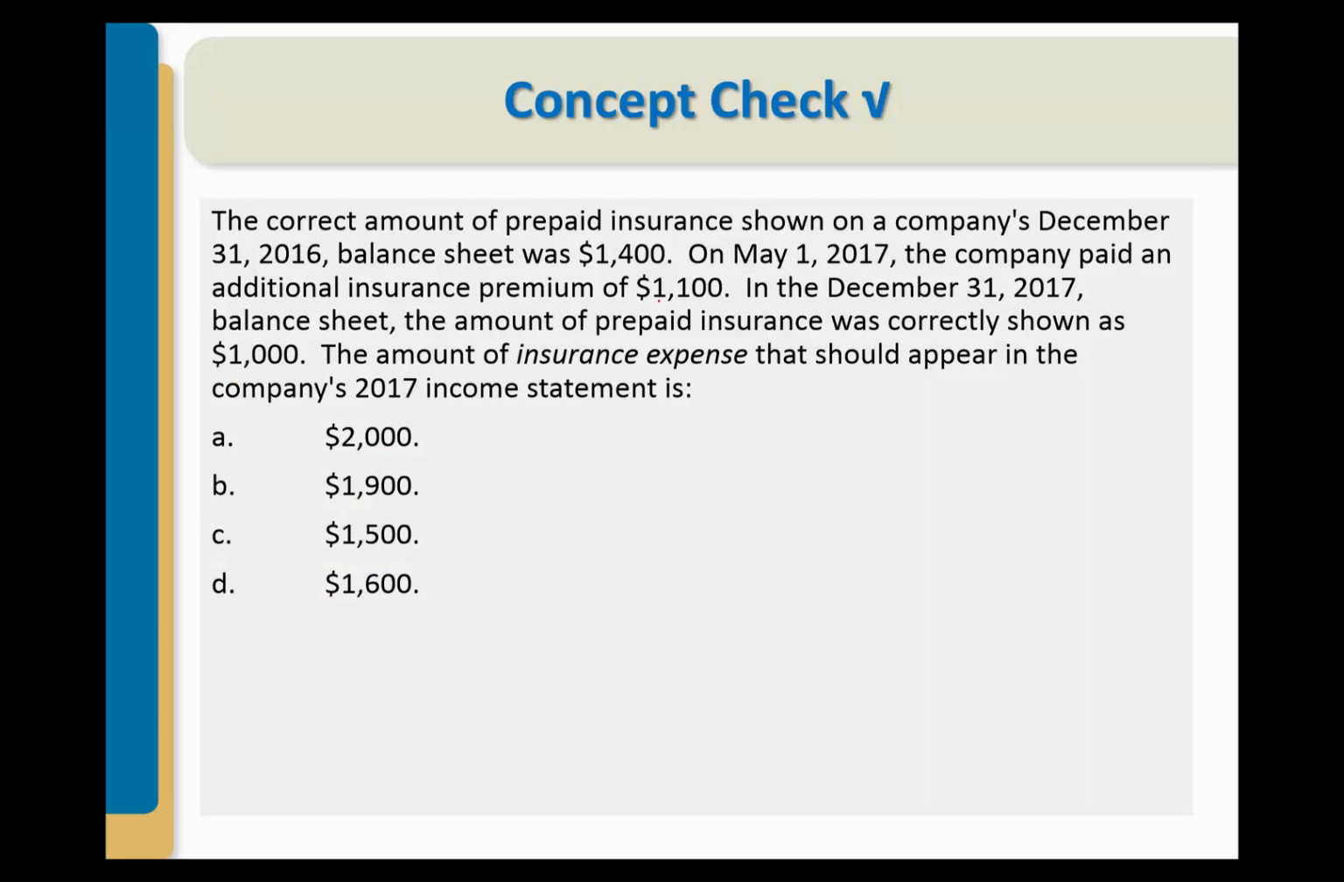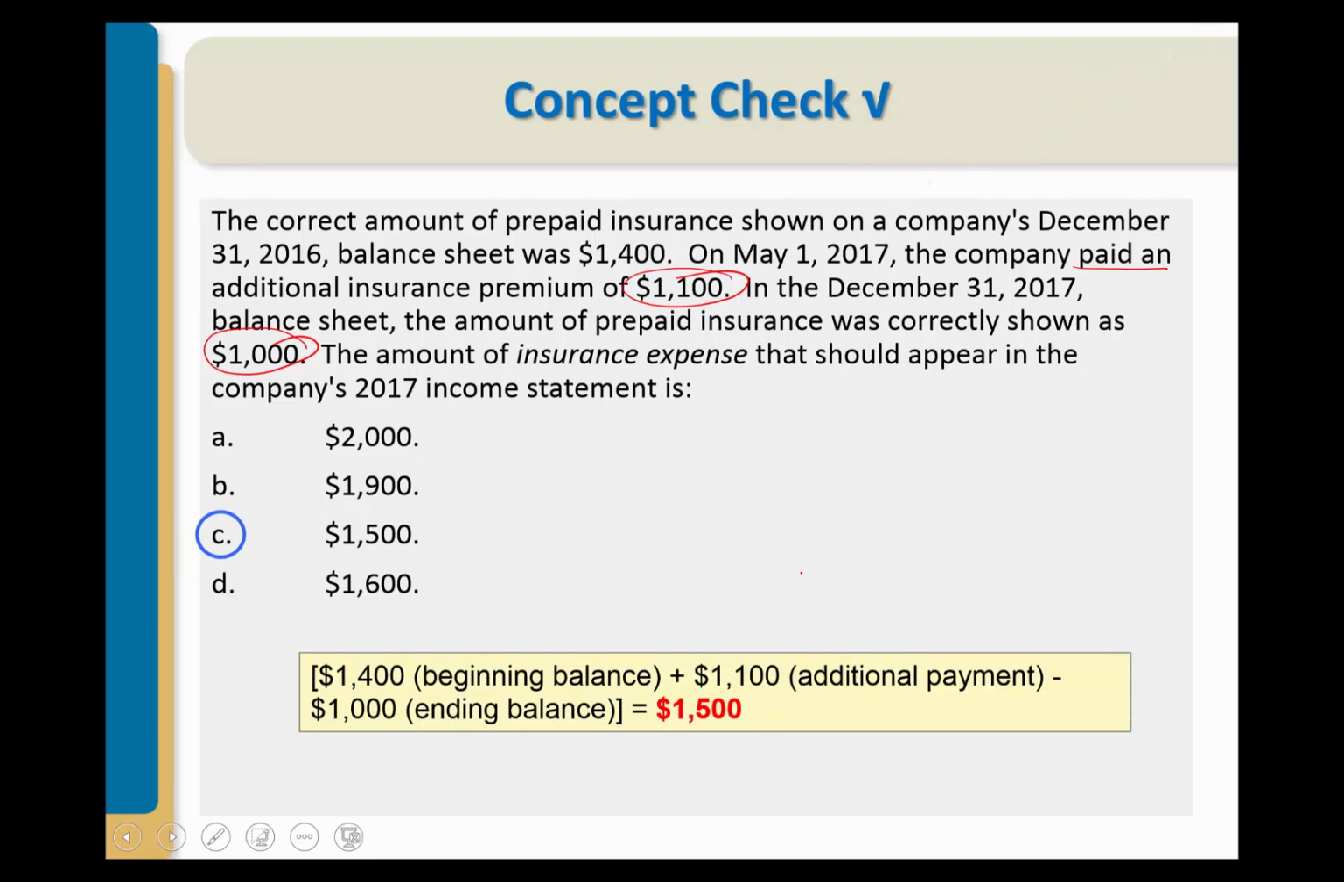So here's a concept check. If you work through this problem, you will see that we have prepaid insurance of $1,400. We paid an additional insurance premium of $1,100. And the amount of prepaid insurance was correctly shown at $1,000. So the amount of insurance expense that should appear is, hopefully you entered, $1,500.